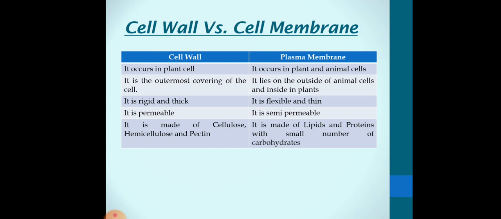Cell wall is made up of cellulose, which is a carbohydrate, hemicellulose and pectin, whereas plasma membrane is made up of lipids and proteins with a small number of carbohydrates. Okay, clear? So I hope with this you have understood the difference between cell wall and cell membrane.